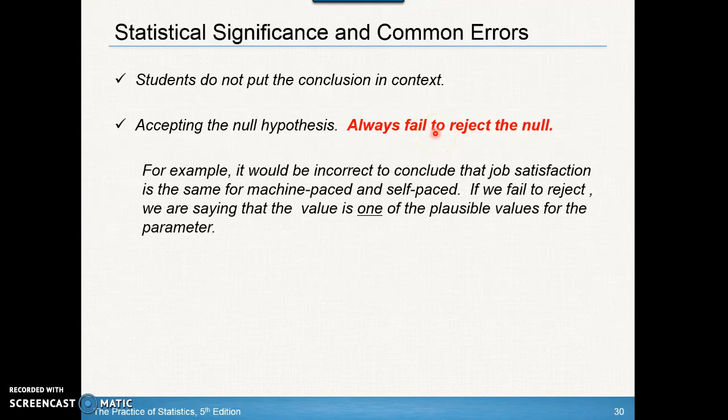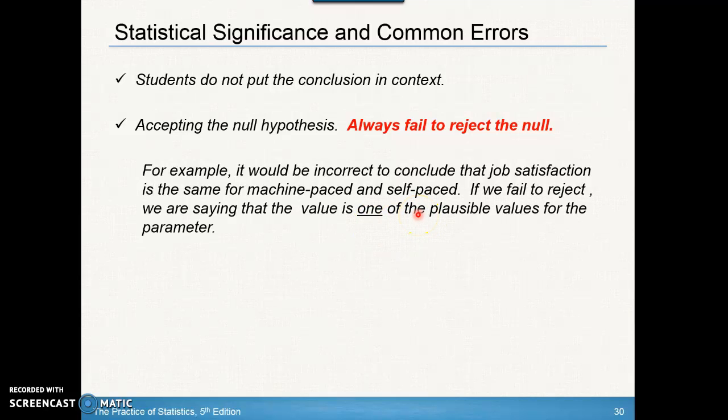All right, so for example, it would be incorrect to conclude that job satisfaction is the same for machine-paced and self-paced. All right, so that's saying it is the same. We're not saying that it is. That's basically saying the null is true. We're just saying we don't have any evidence to reject it. If we fail to reject, we're saying that the null value is one of the plausible values for the parameter.